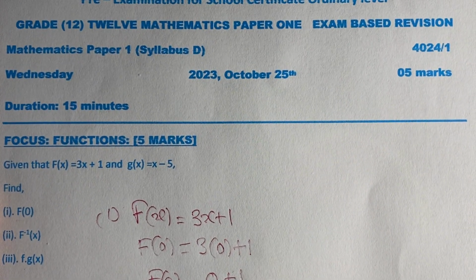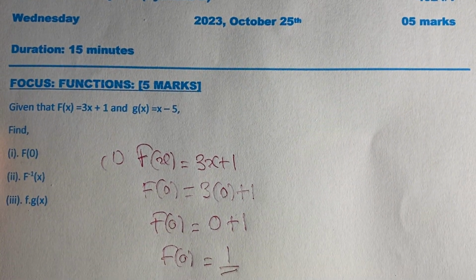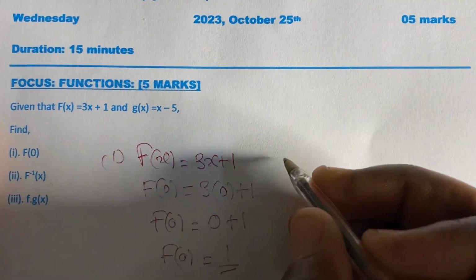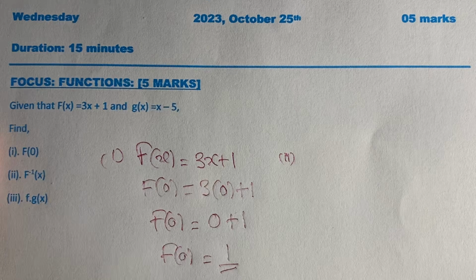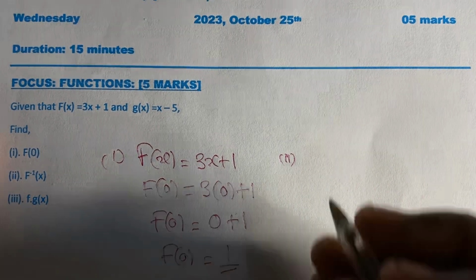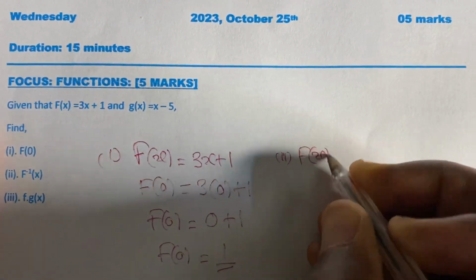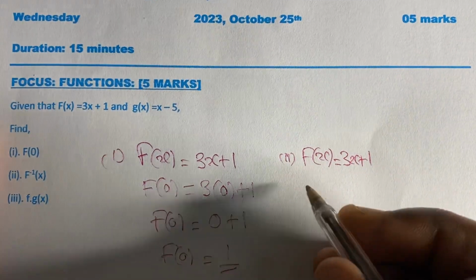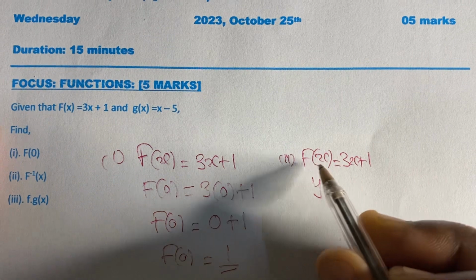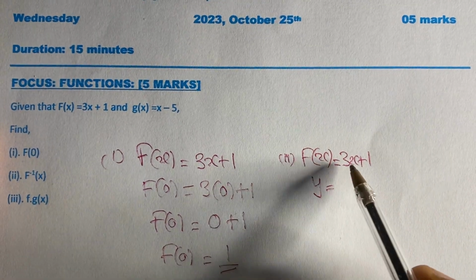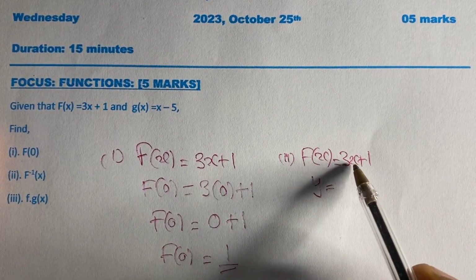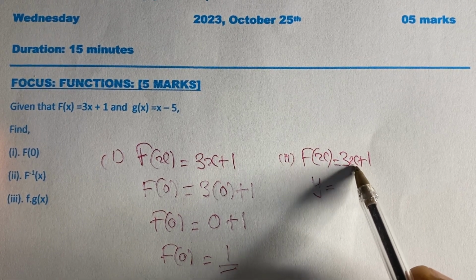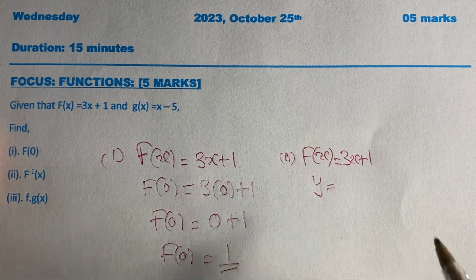Then we proceed. The second one says f to the power negative 1, then x. This simply says we're trying to find the inverse. So we're going to say f of x equals 3x plus 1. We're going to replace f of x with y. This is in order to remain with only one visible x, so it will be very easy for us to make x the subject of the formula, or leave it alone on one side of the equation.